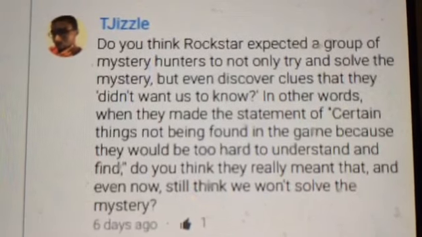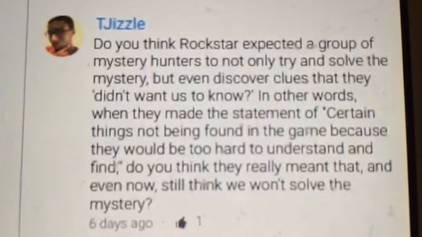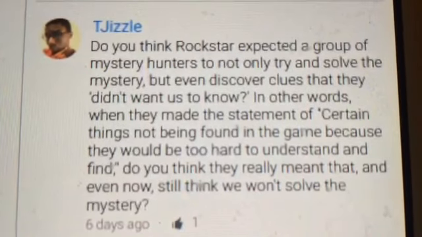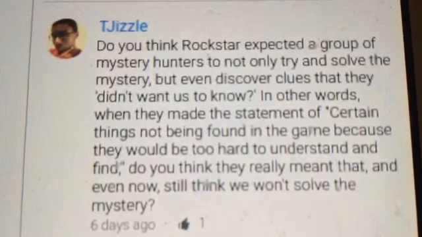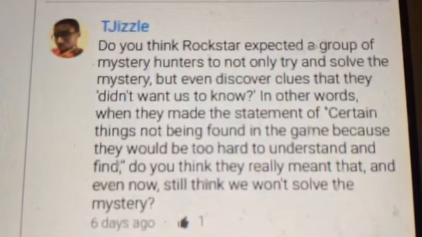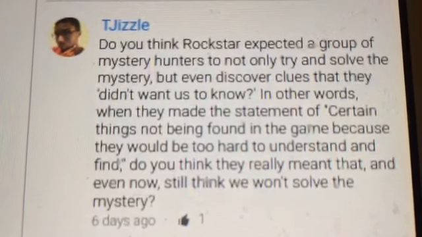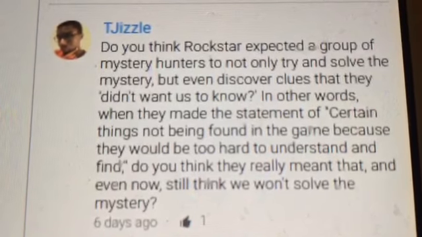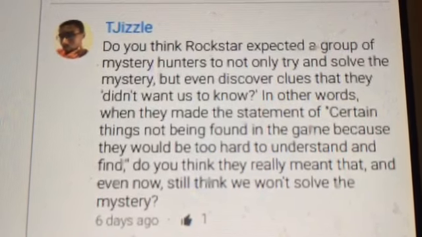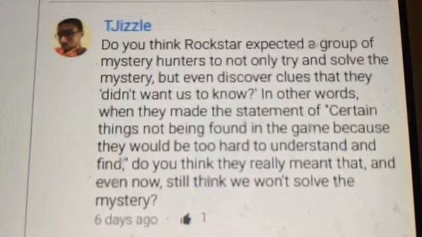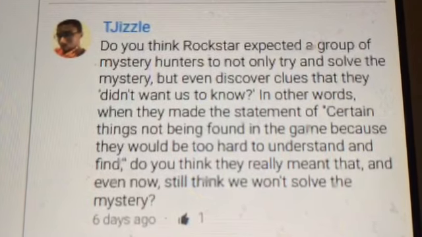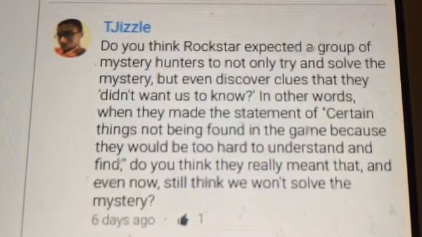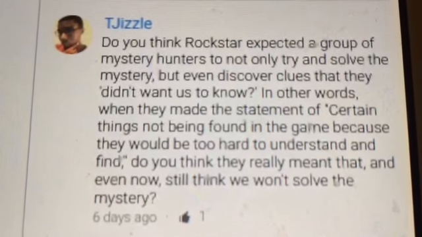Now, the second personal question I have here is from my boy T Jizzle. He asks, do I think Rockstar expected a group of mystery hunters to not only try and solve the mystery, but even discover the clues that they didn't want us to know? In other words, when they made the statement that certain things cannot be found in the game because they were too hard to understand or even find, do I think they really mean that, and even now still think we won't solve the mystery?